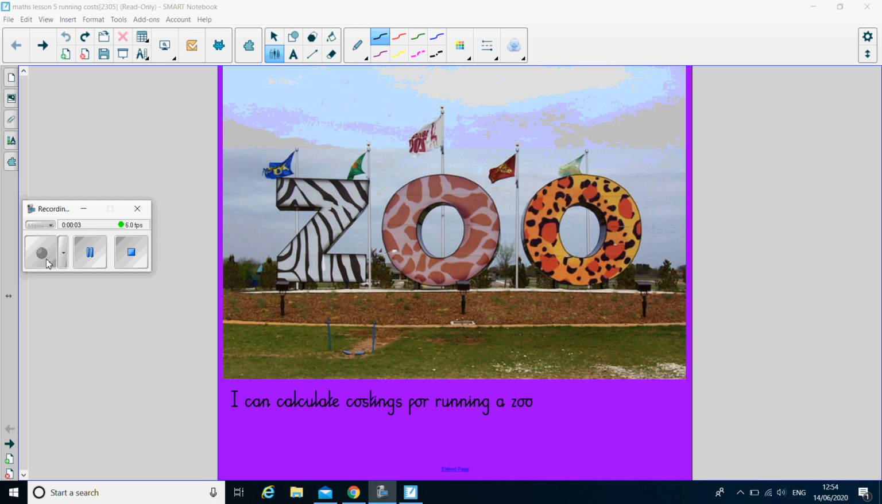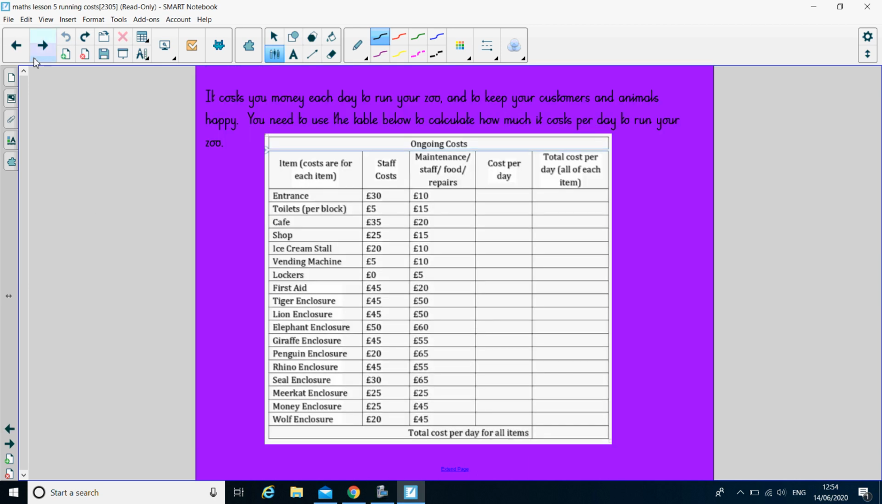Year 6. So for our final maths lesson of the week this week, we are going to be calculating the costs of running your zoo. To do that, we have given you a little spreadsheet that looks like this. And we need to work out how much it's going to cost us each day for each of the things that we have put in our zoo.